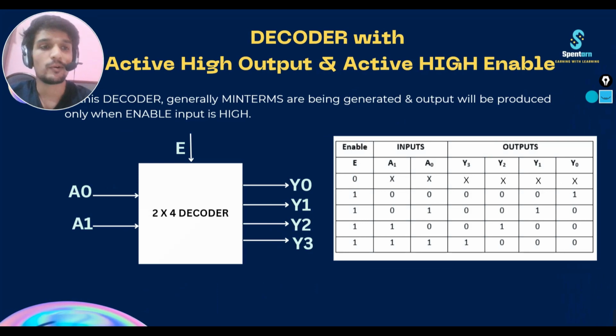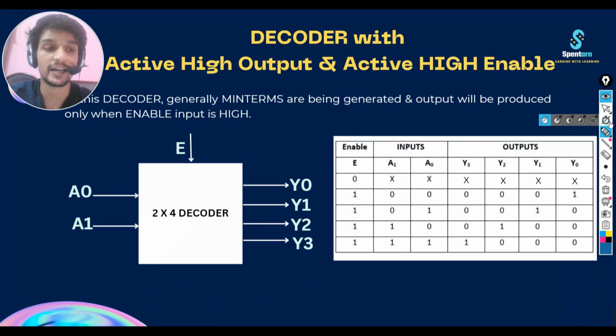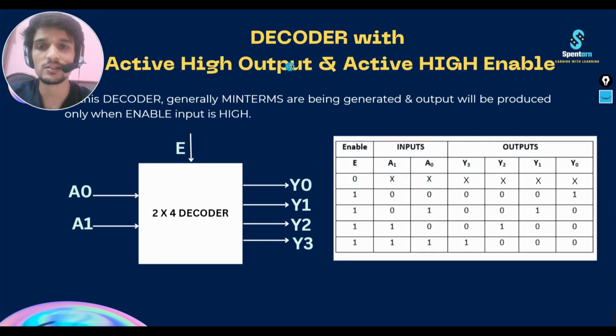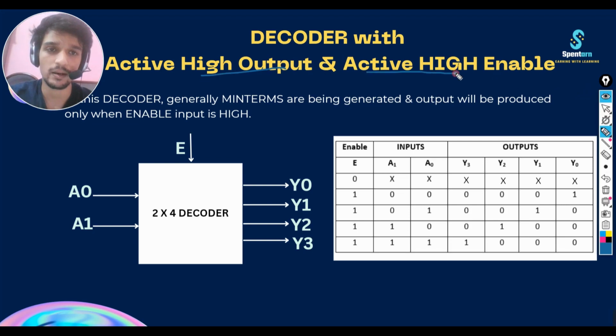Now we are on the important part of decoders, which is the active high output and active high enable. What does it actually mean? We have already seen what a decoder is, and now we are moving on to active high output and active high enable, right? Active high enable means we will have an enable pin here. What will the enable pin do? It will do the same functionality which we were doing with the help of the valid pin in the priority encoder, right? Whenever the high enable goes to 1, we will be getting the output.